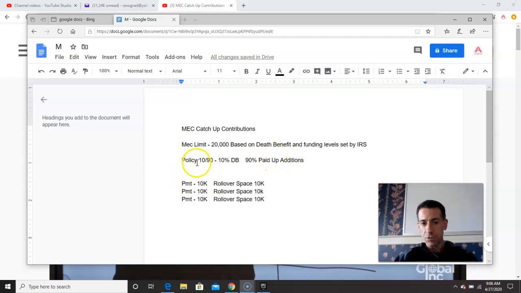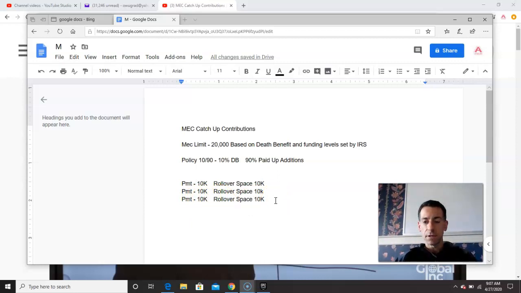So for example, you do have a limit to go up to $20,000 before the government says no, you can't contribute anymore. Year one, you make a payment of $10,000. You have a rollover space of $10,000. Year two, you make a payment of $10,000, rollover space of $10,000, as you can see here. Year three, payment of $10,000, also rollover space of $10,000. So you can see how this works.